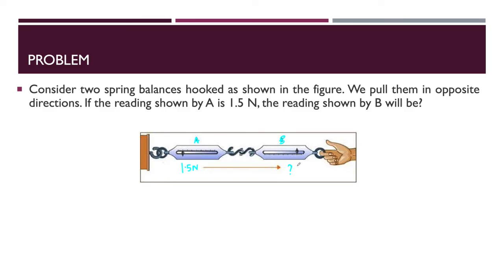As we already know, according to Newton's third law, the action force and the reaction force are the same and in opposite directions. So in the case of B also the force will be the same, that is 1.5 Newton, because according to Newton's third law both will exert the same and opposite force on each other. So this is all of the portion on force and laws of motion.